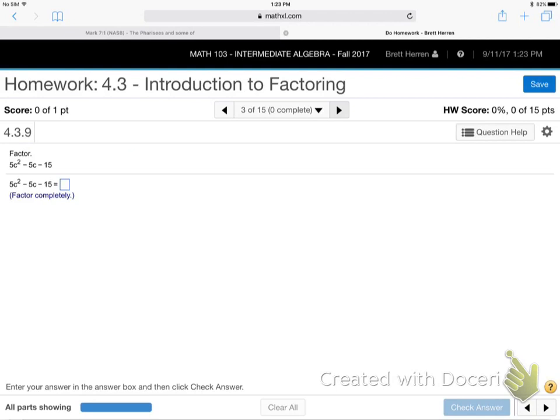Okay, so we have 5c squared minus 5c minus 15. Okay, so this is the same thing. Going to put big parentheses, something in the front, 3 things on the inside. Right? So try that one.